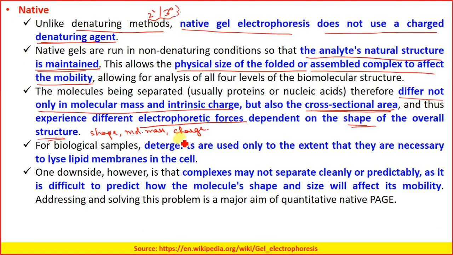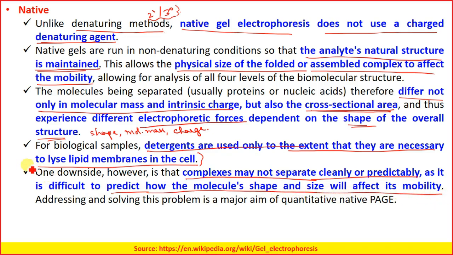For biological samples, detergents are only used to the extent that they are necessary to lyse the lipid membranes within the cell, so that the internal contents of the cells can be released and then analyzed. One downside, however, is that the complexes may not separate cleanly or predictably, as it is difficult to predict how the molecule's shape and size will affect its mobility. So this is one of the major problems with native gel electrophoresis.